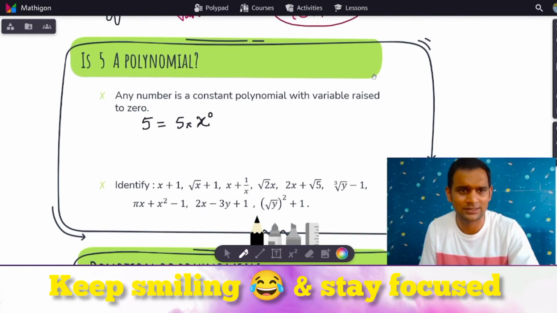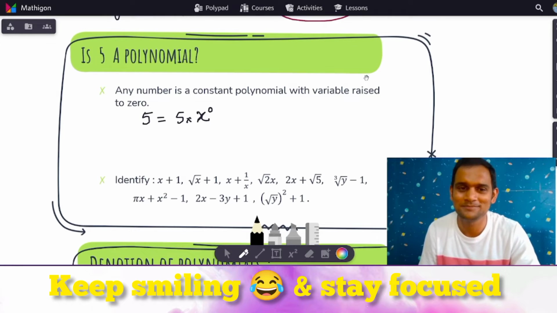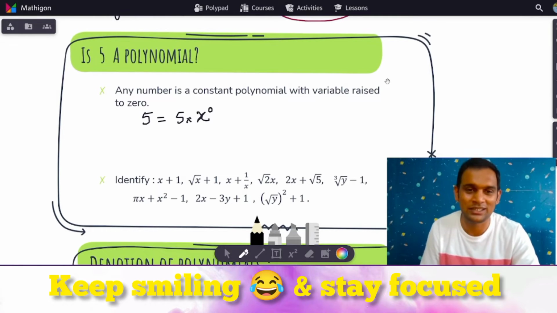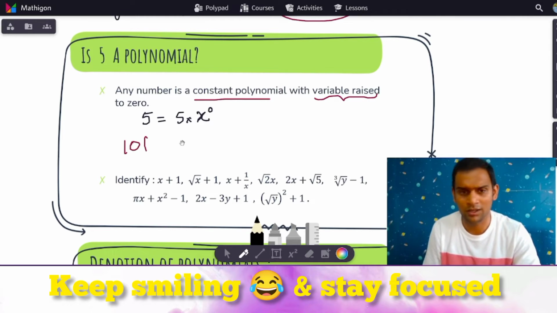Now my question arises, is 5 a polynomial? My dear friend, absolutely yes. This is called a constant polynomial where the variable is raised to the power 0. Just now we discussed 5 times x to the power 0. Or you can take any example, 101. Is this a polynomial? Absolutely, because I can write 101 times x to the power 0.